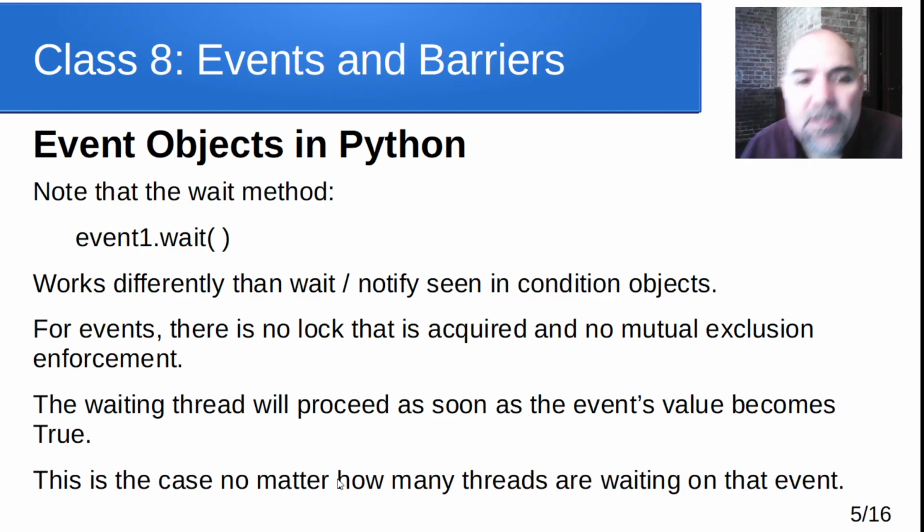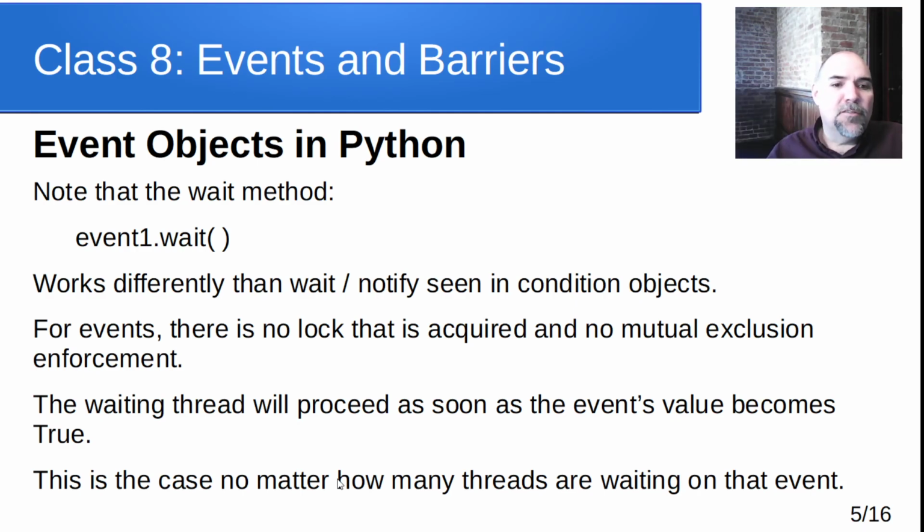Now, how is it different to wait here relative to the wait and notify we saw with condition objects? And what makes this different is with events, there's no lock associated with it. There's no mutual exclusion enforcement associated with it. It's just like this flag variable. And you can either set it low or you can set it high.